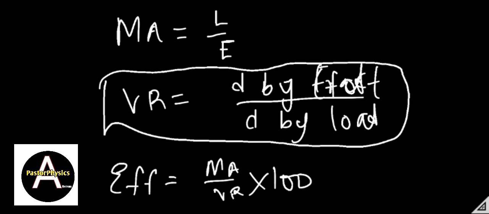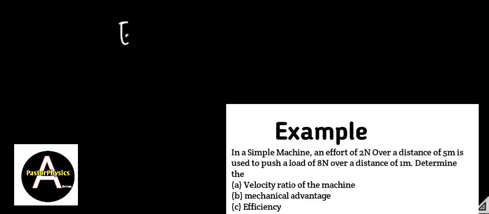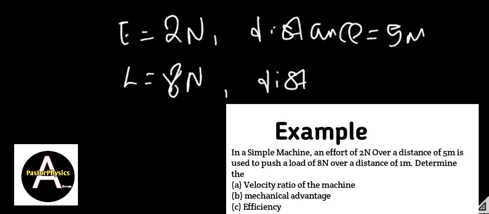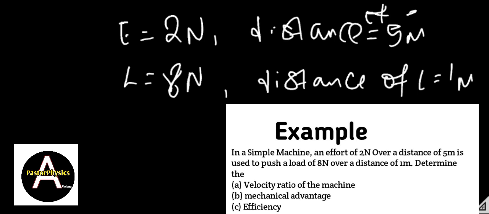It says a simple machine has an effort. In physics, when you are reading the question, you write it out. A simple machine has an effort of 2 newtons, so E is equal to 2 newtons, over a distance of 5 meters. So the distance moved by effort is 5 meters. It's used to push a load of 8 newtons, so L is 8 newtons, over a distance. The distance moved by this load is 1 meter.